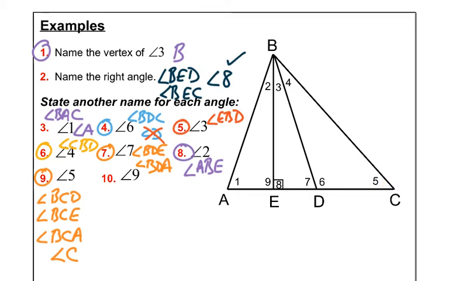All right. What's next? How about angle 9 over here? Okay, I would call this one angle BEA or AEB, backwards, but not angle E. That would not make sense.